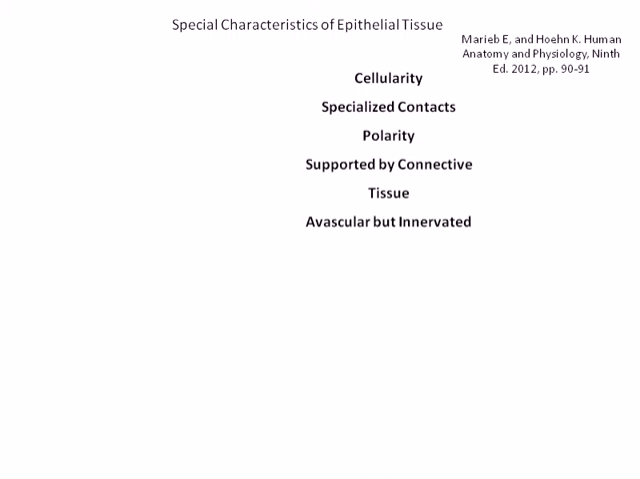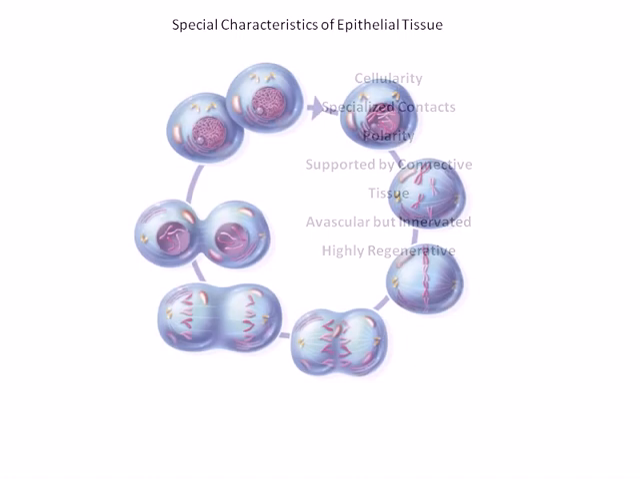Finally, the cells that make up epithelium are highly regenerative. Since epithelial tissue is often in harm's way, facing severe environments and protecting other tissue, these cells are prone to damage and therefore must have a steady supply for replacement. Therefore, epithelial cells are highly mitotic.